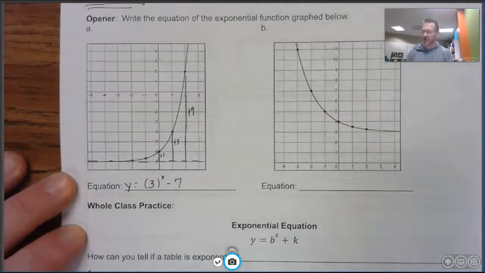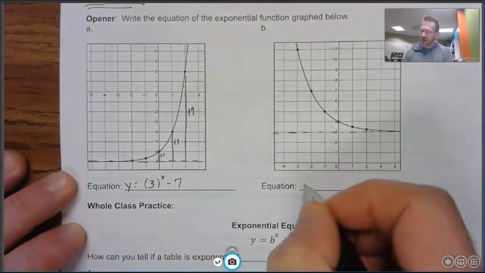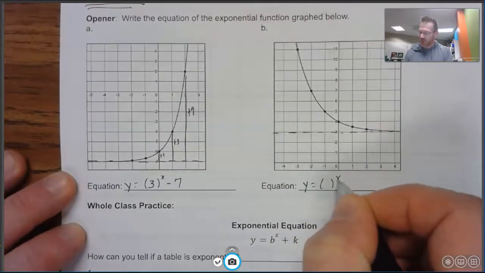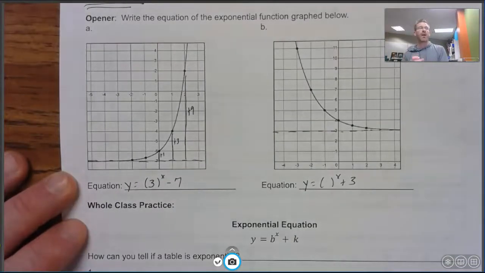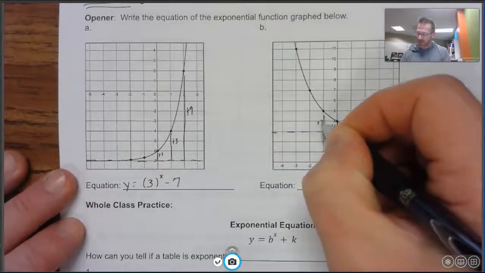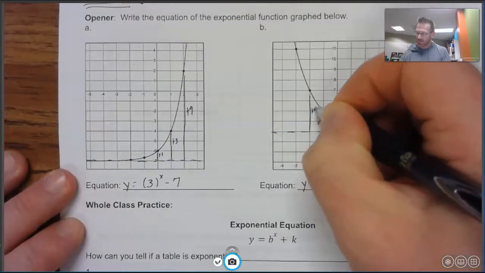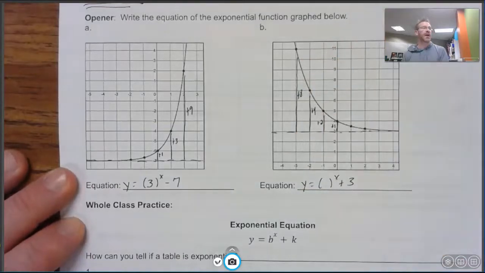If we move to part B here, there's our floor, so y equals something to the x and then plus 3. Now, this is going downhill, so I know I have a number between 0 and 1. Remember, our base is always going to be a positive number. So if it's going downhill, that means I have a number between 0 and 1. And if I look at these rates of change, let me write these in here, and I suggest that you write them in too, because it really does help you see the pattern.